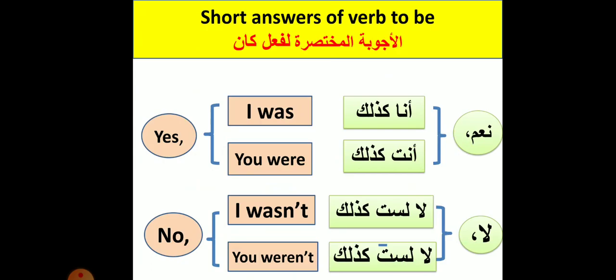The short answers of verb to be are: yes, I was. Yes, you were. No, I wasn't. No, you weren't. This is the short answers.